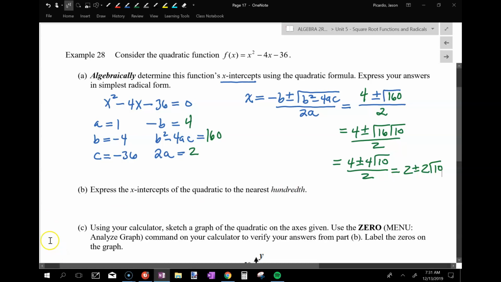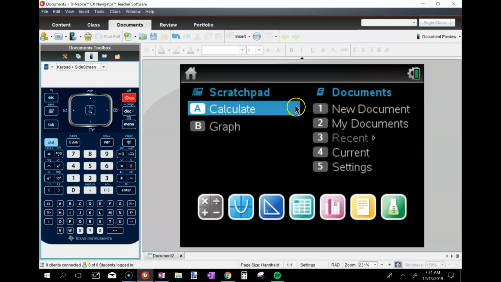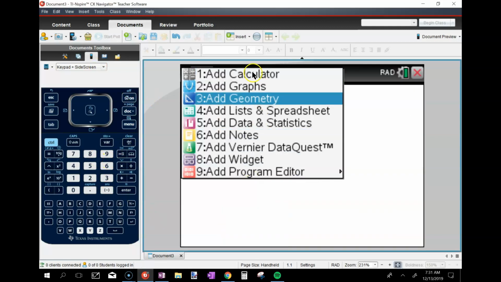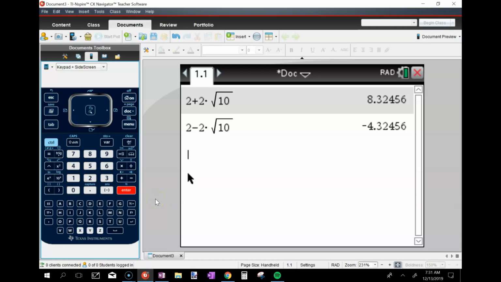Now, guys, the next piece of this says to express these answers to the nearest hundredth, right? Well, what does that mean? I want decimals now, right? So I'm going to go to my calculator, and I'm going to do 2 plus 2 radical 10. 2 minus 2 radical 10. And those are my two answers in terms of x solutions that I can round, right?